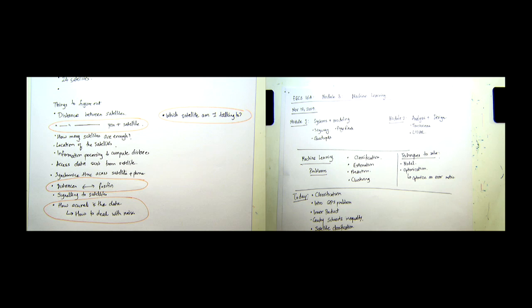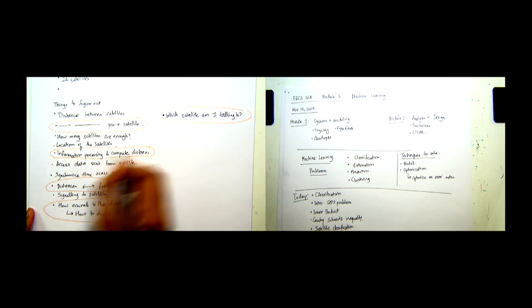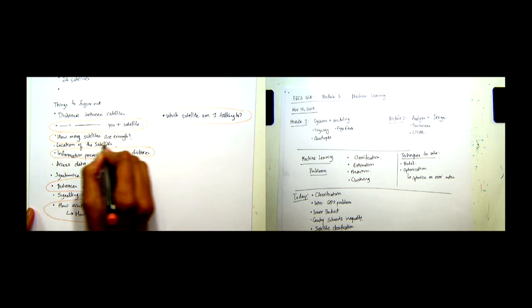And in 16B, you will talk a little bit more about the wireless communication parts. So you'll talk a little bit more about the signaling to the satellites. I guess actually we will also talk about this. And implicitly we will talk about this problem.